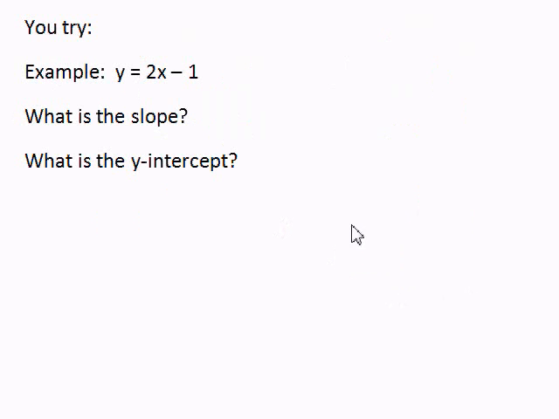Go ahead and try to find the slope and the y-intercept of the following equation using what you know above. The y-intercept is going to have a little bit of a tricky part to it, so try to find it on your own and we'll talk about it together. Go ahead and press pause, find the slope and y-intercept, and press play when you're ready to see the answer.